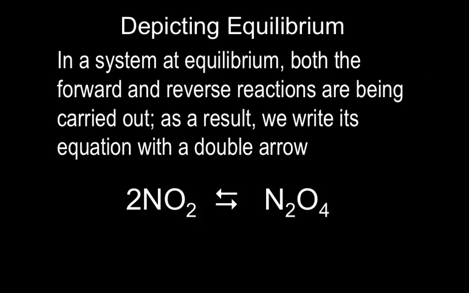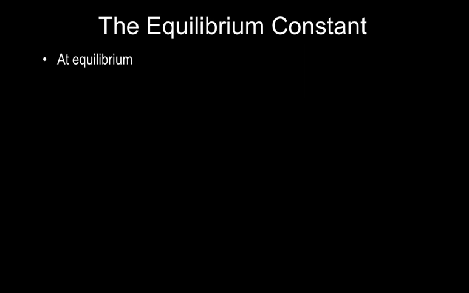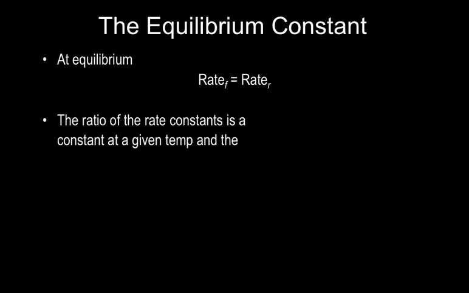When we represent equilibrium, like we said, we're going to use the double arrow. So that shows that in this particular system, you have NO2 being converted to N2O4, but then you also have some N2O4 being converted back into NO2. When we look at equilibrium, what we're looking at is how do the rates of those two reactions compare? How does the rate of NO2 going to N2O4 compare to the rate of N2O4 changing back to NO2? So to do that, we use something called the equilibrium constant.